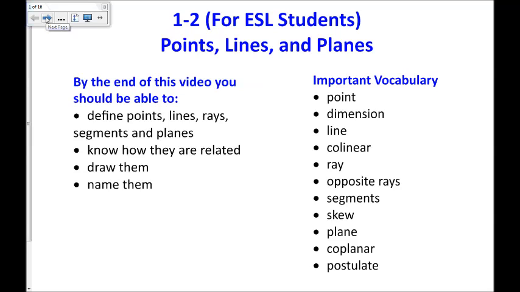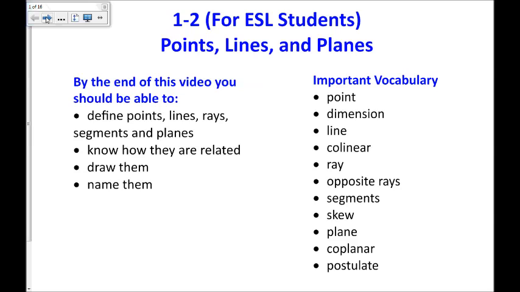This is the first video for geometry. So welcome to geometry. This video is about points, lines, and planes. And by the end of this video, you should be able to define points, lines, rays, segments, and planes.